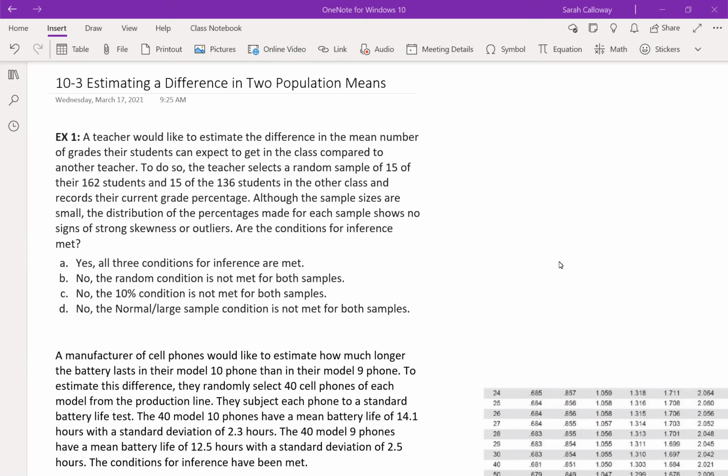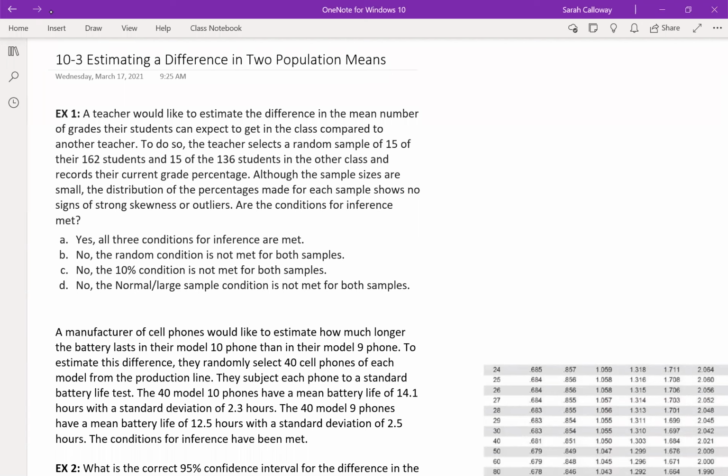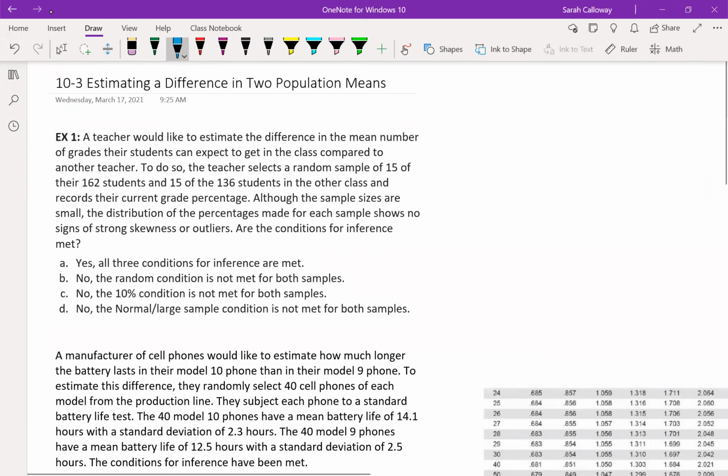So a teacher would like to estimate the difference in the mean number of grades her students can expect to get in a class compared to another teacher. To do so, the teacher selects a random sample of 15 of their 162 students. So this is the original teacher. And then 15 of the 136 students in the other class, and records their current grade percentage. Although the sample sizes are small, the distribution percentages made for each sample show no signs of skewness or outliers.